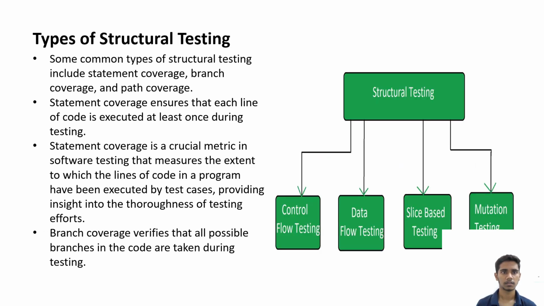Types of structural testing. Some common types of structural testing include statement coverage, branch coverage, and path coverage. Statement coverage ensures that each line of code is executed at least once during testing. Statement coverage is a crucial metric in software testing that measures the extent to which the lines of code in a program have been executed by test cases, providing insight into the thoroughness of testing efforts. Branch coverage verifies that all possible branches in the code are taken during testing.